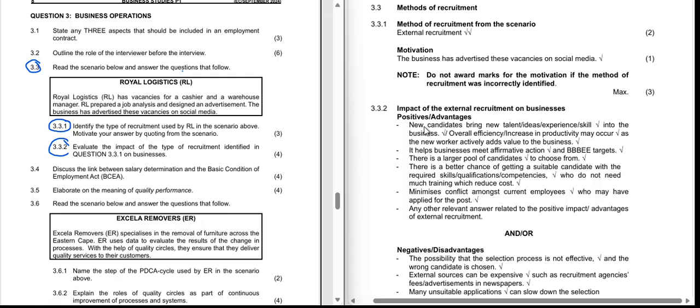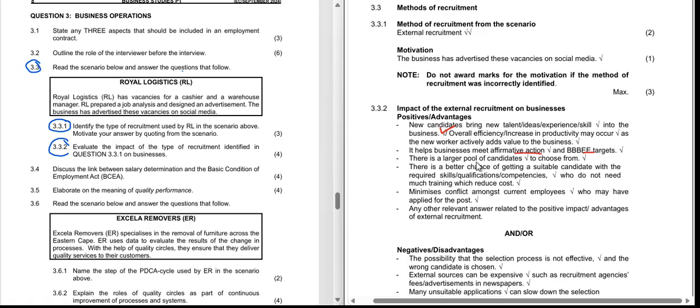So new candidates bring new talent, ideas, experience, and skills into the business. So that's an advantage. Take someone from outside, they are going to bring something new, something that we haven't seen before. So some people say it's better than taking someone who has already been working at your company, because they are not going to bring something new to the company. So they see this as an advantage when something new comes into the company. It also helps businesses to meet affirmative action and BBBEE targets.